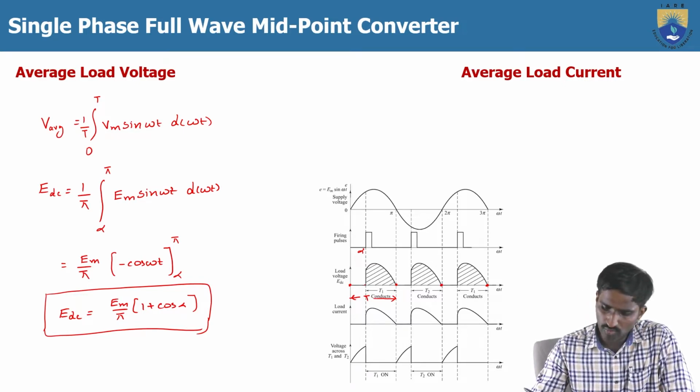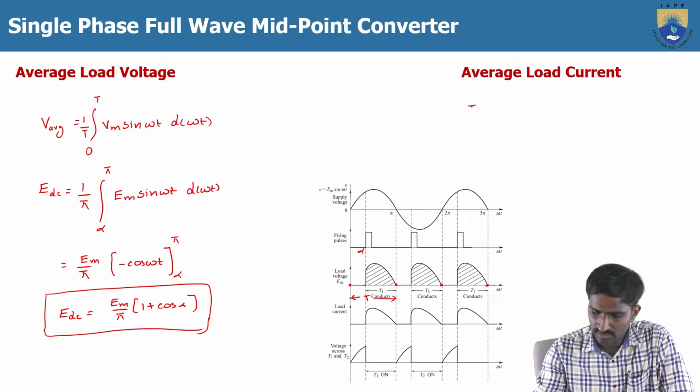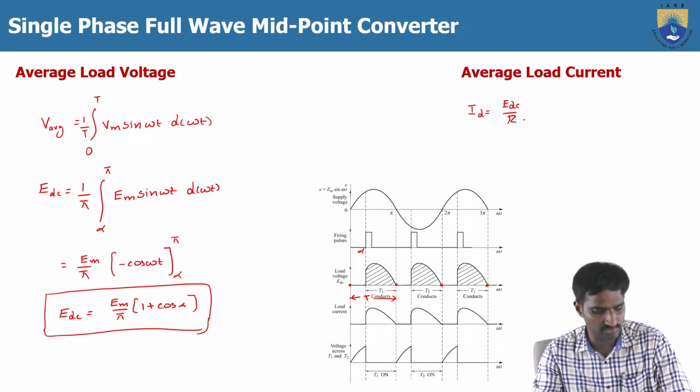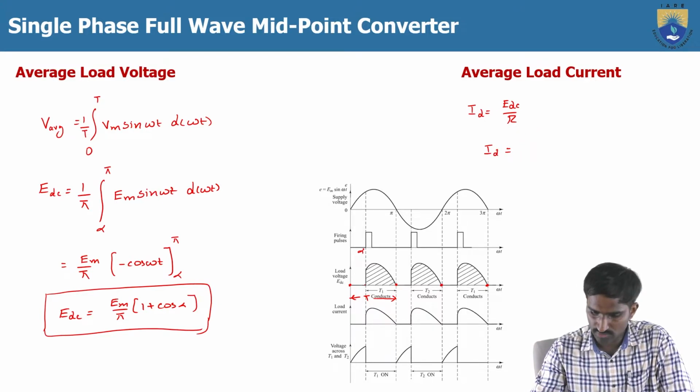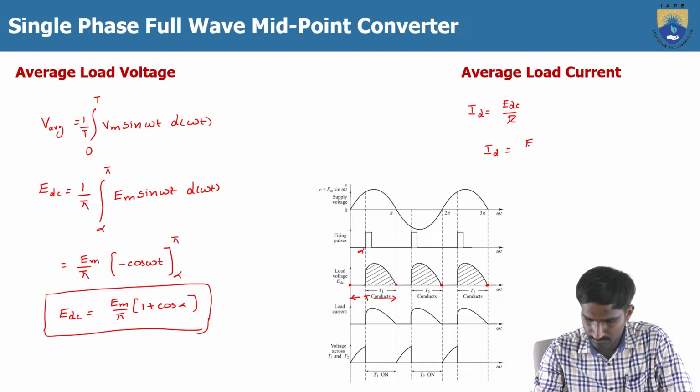Similarly, the average load current, let me consider here ID. ID is equal to EDC by R, because here we have considered the load as a resistance R. Then the load current ID is equal to, EDC we have just calculated, that is Em by pi R into 1 plus cos alpha.